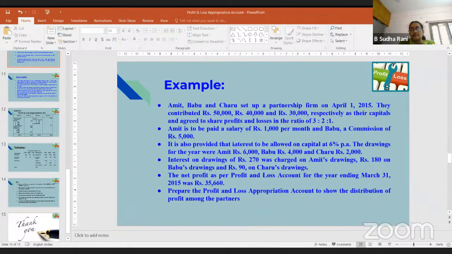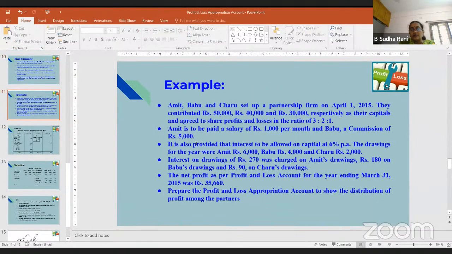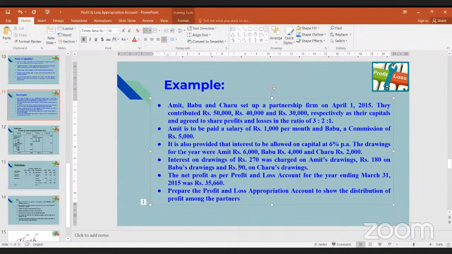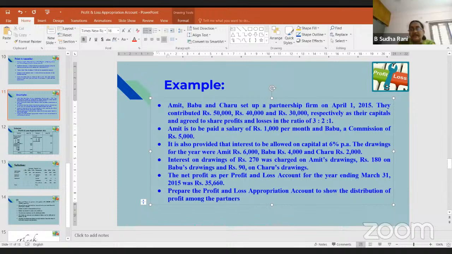Next one. See this question. What is the next point? The drawings for the year were Amit 6,000, Babu 4,000, Charu 2,000. But is there any interest on drawings? Yes, ma'am, on the credit side. Very good. In this question, he directly gave it. He is not asking us to calculate. He directly gave it. Do we take drawings?